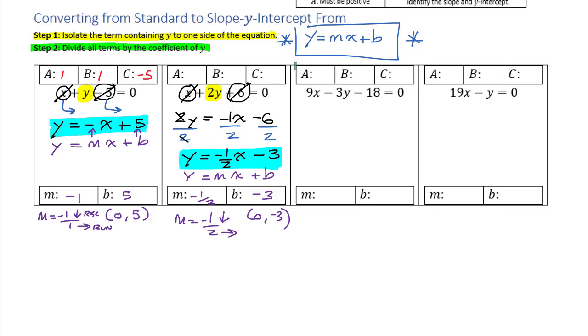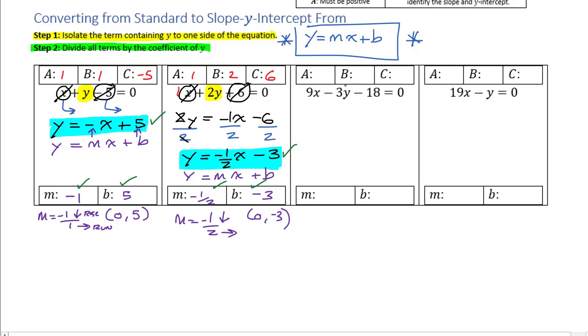Oh, and I forgot to write what a, b, and c were above. All right, so a is the number in front of the x, which is 1. B is the number in front of the y, which is 2. And c is the other number, which is 6. Don't get too worried about a, b, and c. We just want to identify them right now. And our main thing is to get it into y equals mx plus b form. Check. And what is the slope? What's the y-intercept? Make sure we know how to graph that.